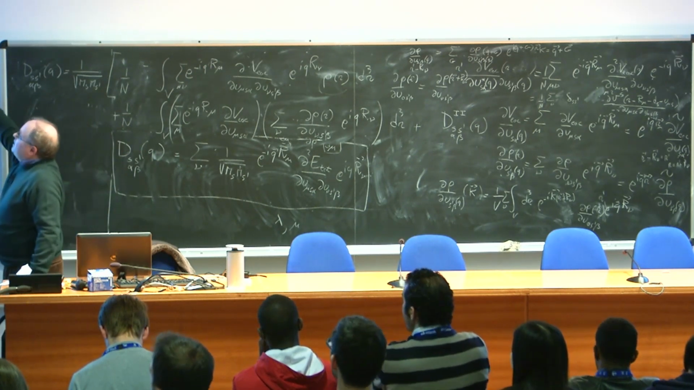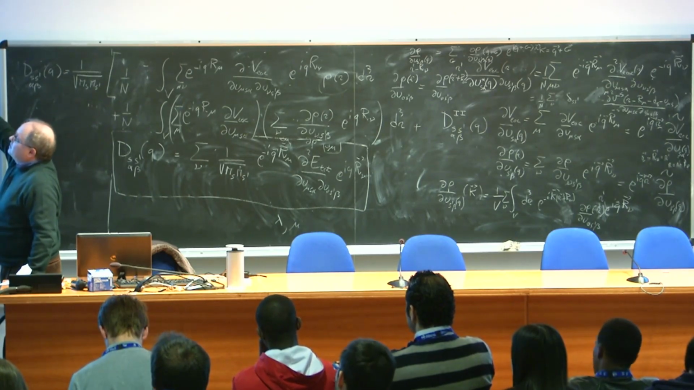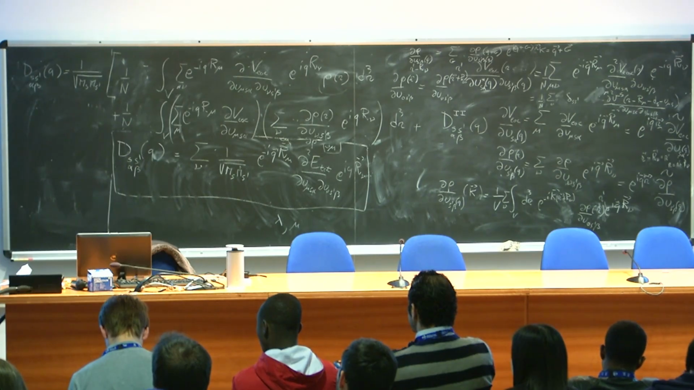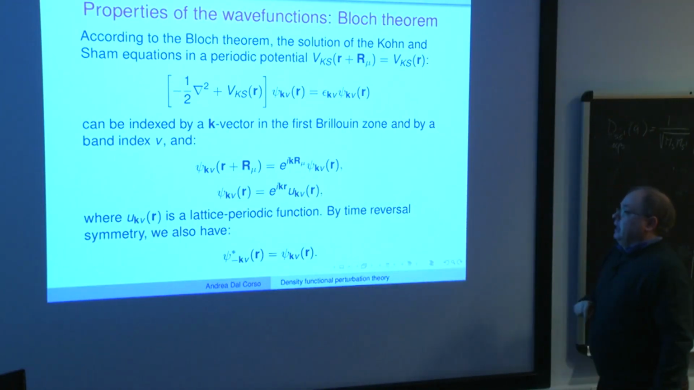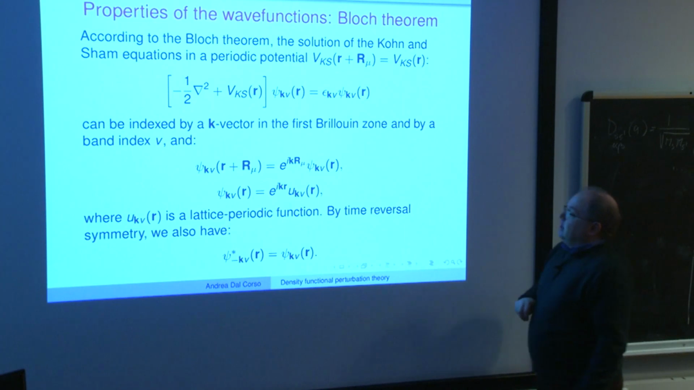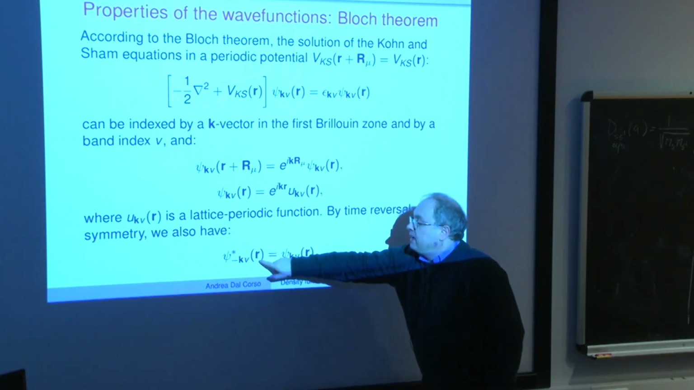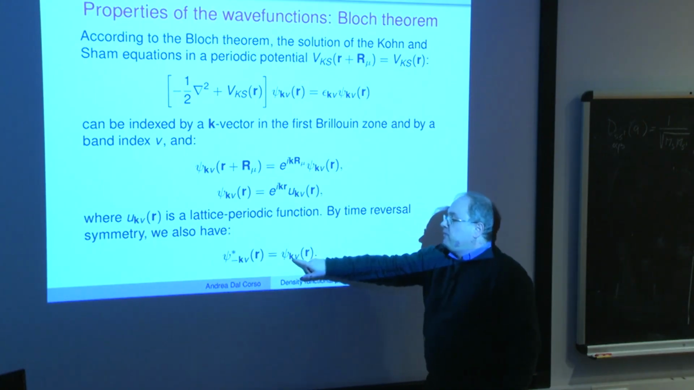So now the index of the state in a solid is actually an index of the k in the first Brillouin zone, and a band index v. And through the Bloch theorem, we know that the wave functions are e to the i k r multiplied by a periodic function u kv. And moreover, we will use the time reversal symmetry. So we will use the fact that the Bloch wave function at minus k complex conjugate is equal to the Bloch wave function at k.